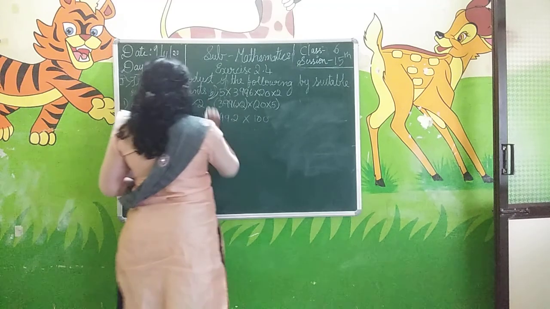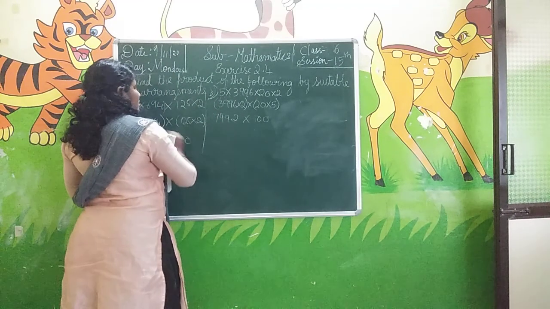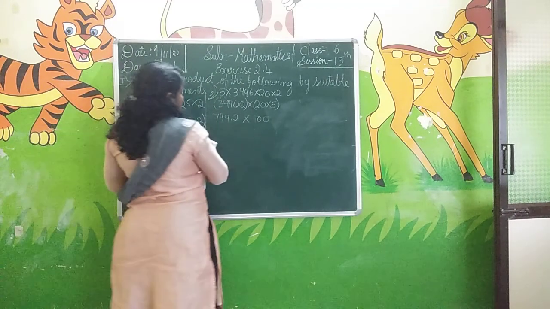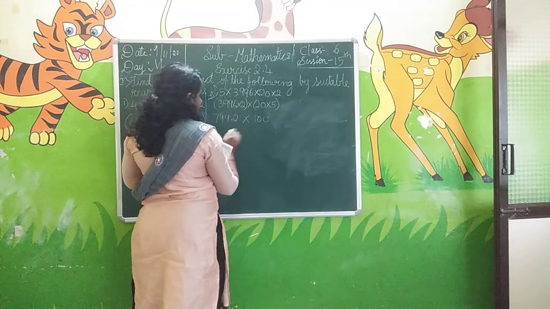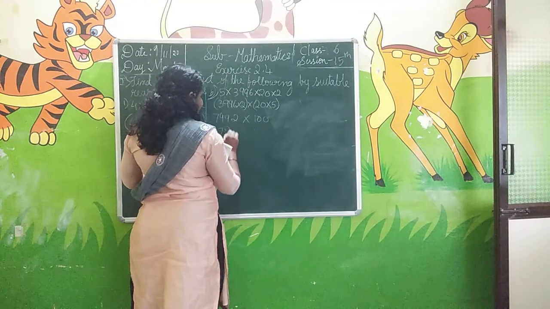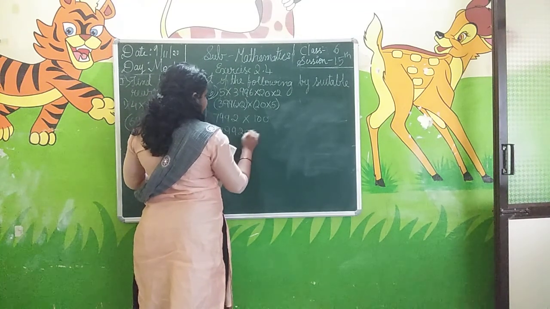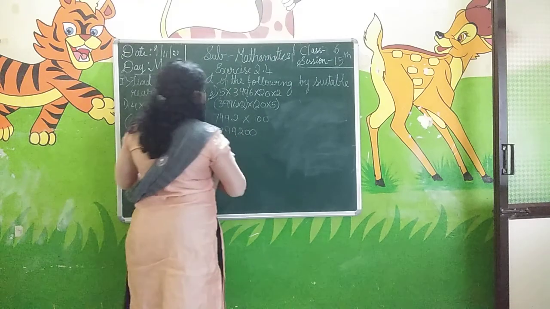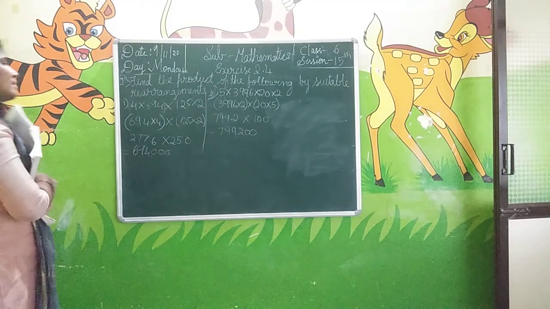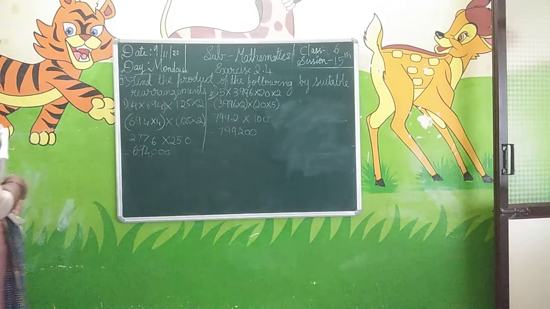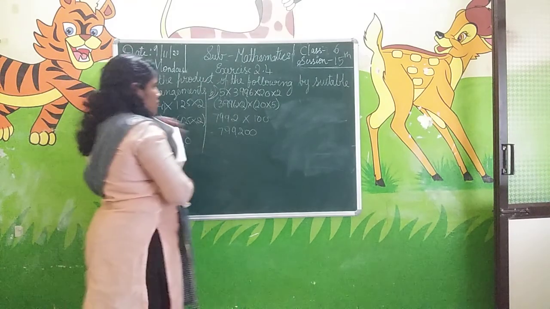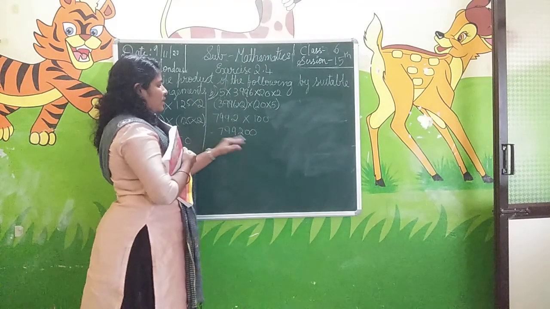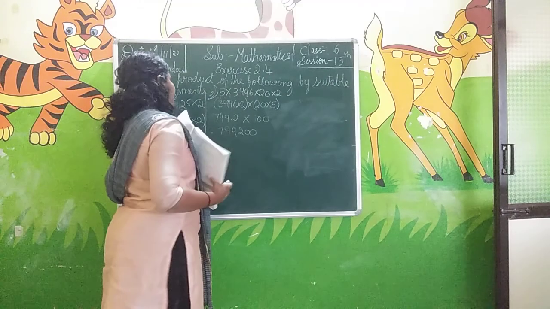Okay, when you multiply this number, 7,992 into 100, we get 7,99,200. Okay, if we have any number with zeros, we just have to add the zeros. Here we will get the answer correctly.